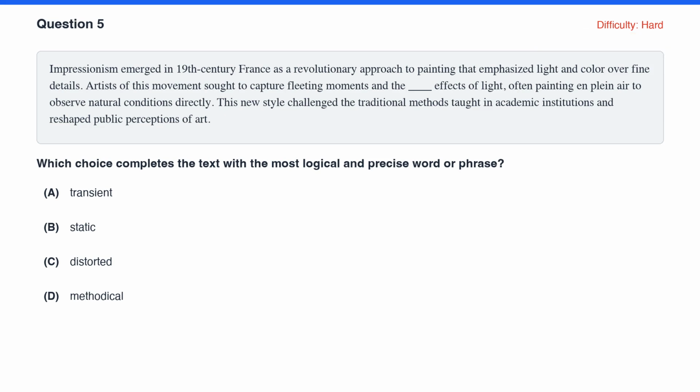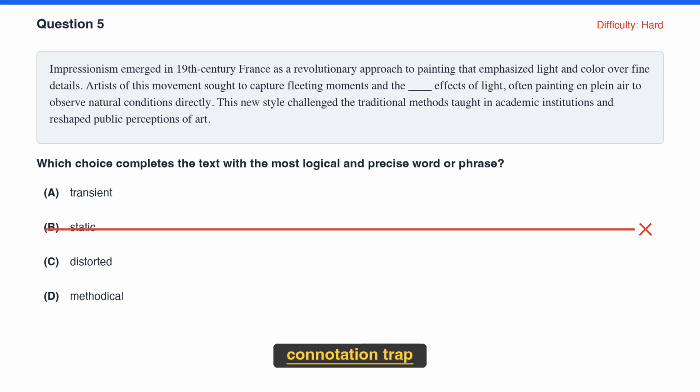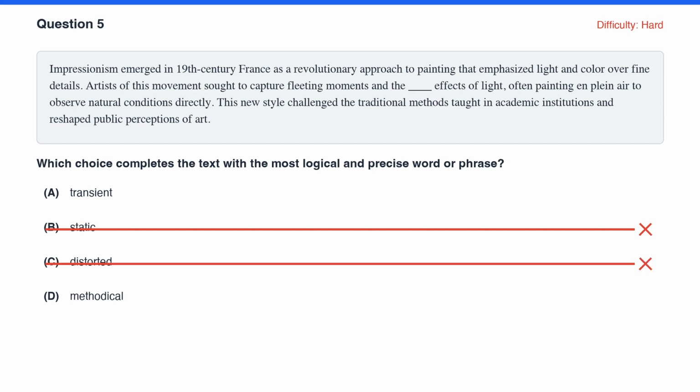Choices. Choice B, static, direction trap. Static is the opposite of fleeting. If a student missed the and signal in step 2, they might pick this, but and means same direction, not opposite. Cross it. Choice C, distorted, connotation trap. Distorted implies the artists rendered light incorrectly. The passage admires their work. Wrong tone. Cross it. Choice D, methodical. Methodical means systematic and slow, contradicts fleeting moments.